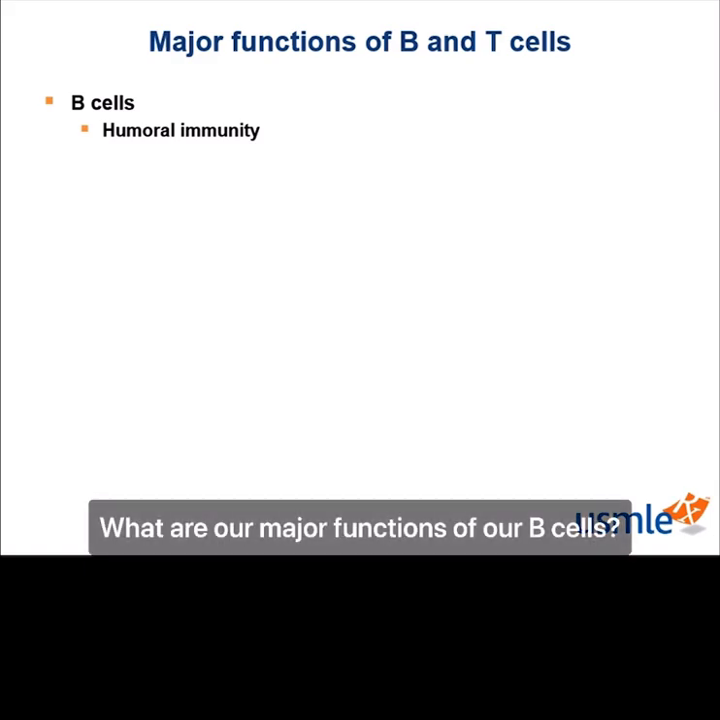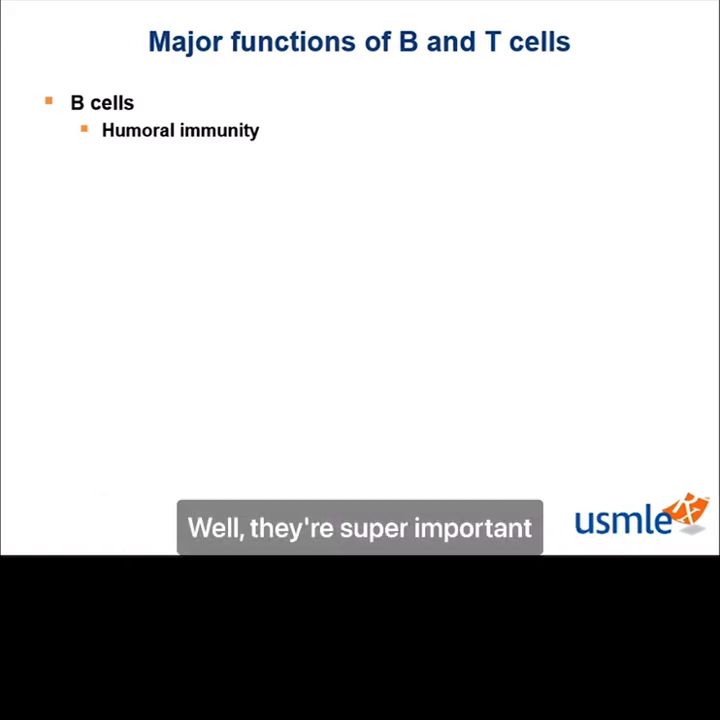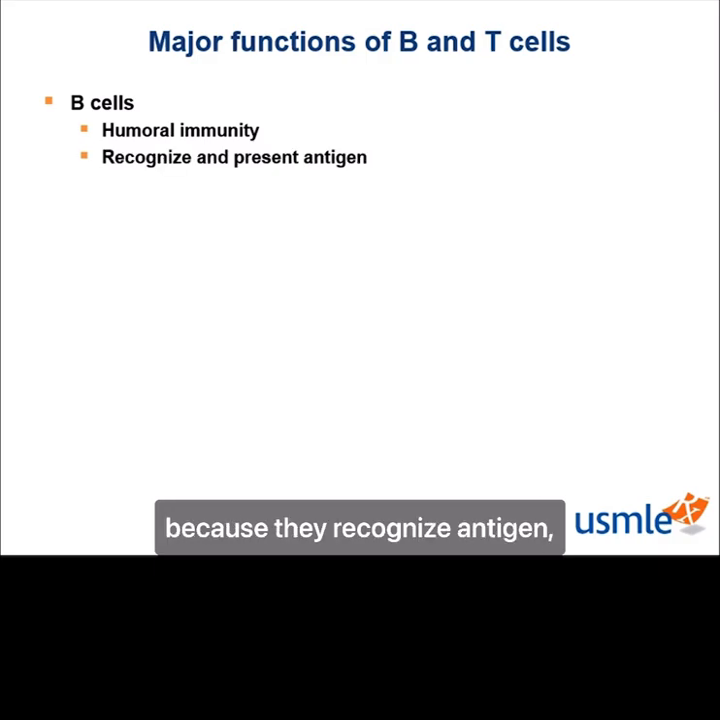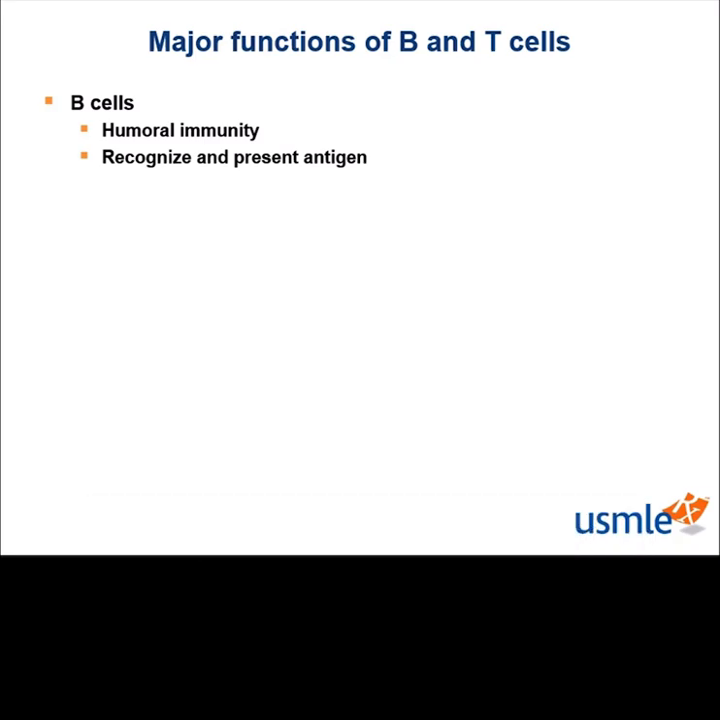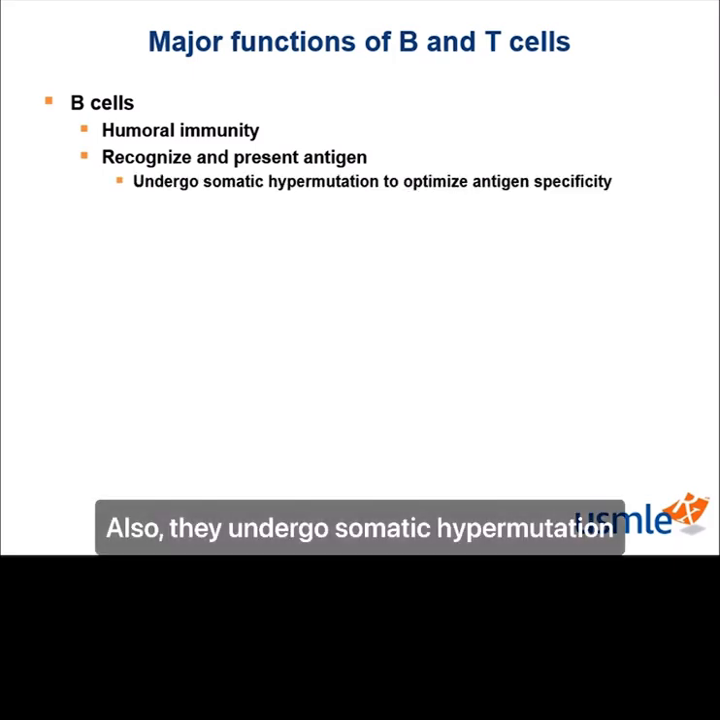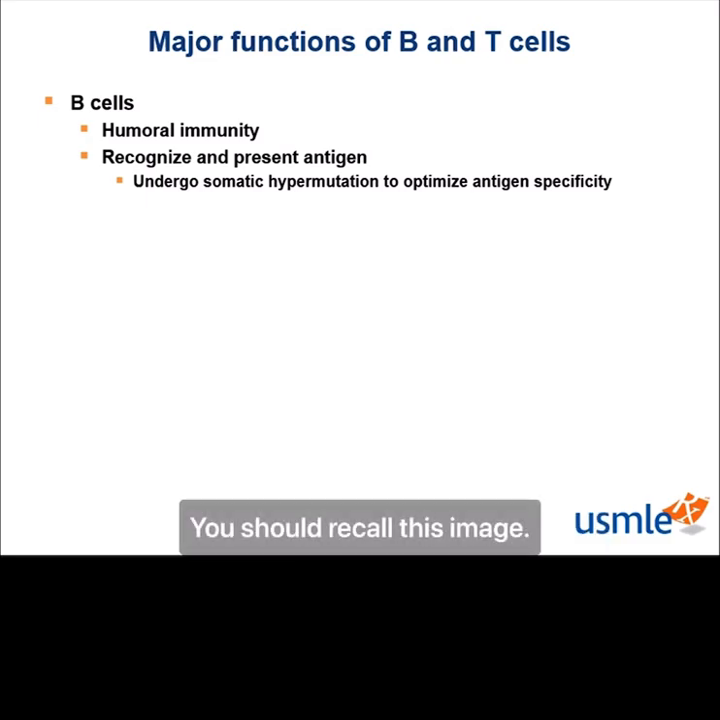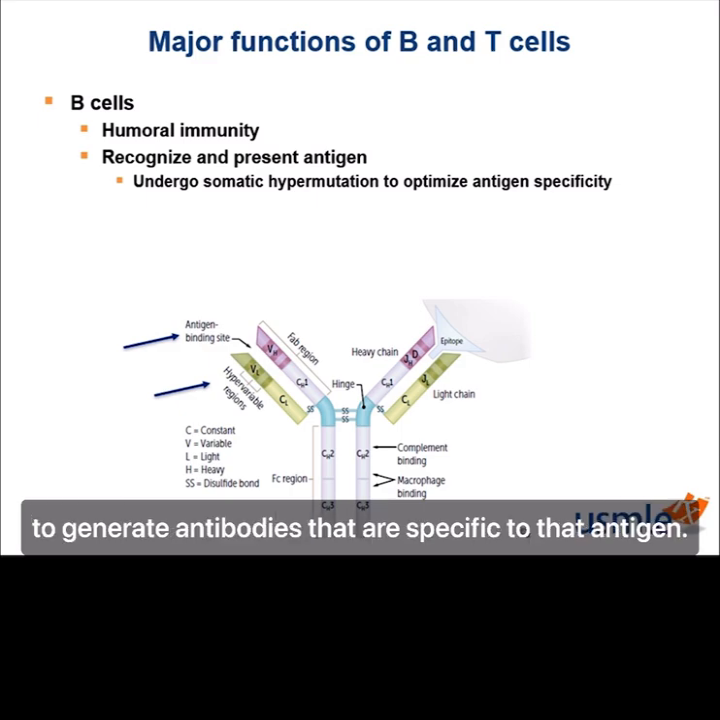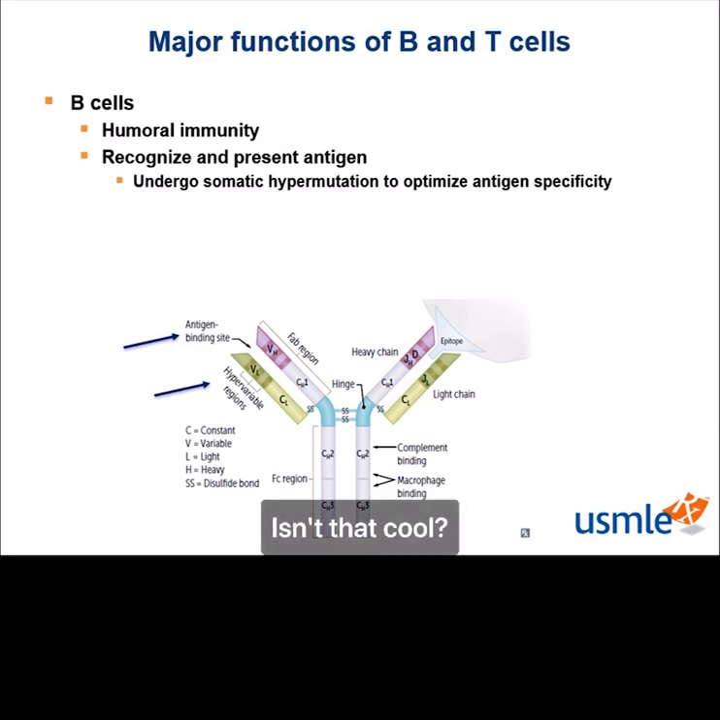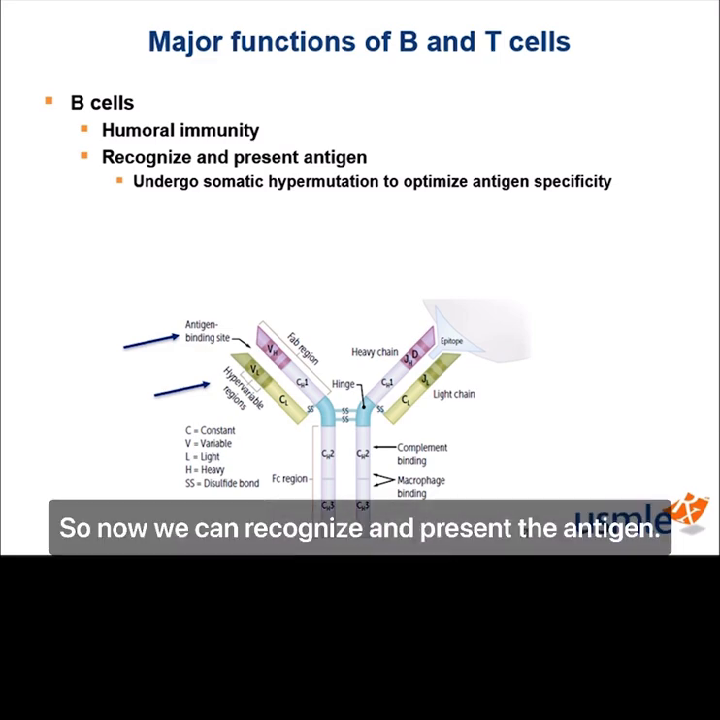What are the major functions of our B cells? Well, they're super important because they recognize antigen and they're capable of presenting that antigen. Remember, they are antigen-presenting cells. Also, they undergo somatic hypermutation to optimize their specificity for antigens. You should recall this image. When an antigen is encountered at the antigen binding site, then we can mix up the variable region to generate antibodies that are specific to that antigen. Isn't that cool? So now we can recognize and present the antigen.